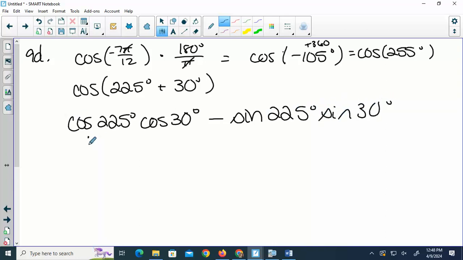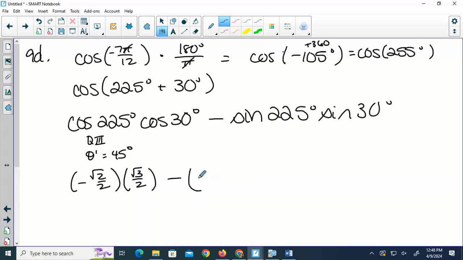What quadrant is 225? Reference angle 45. In quadrant 3, cosine is negative, so cosine of 45 is negative radical 2 over 2. Cosine of 30 is radical 3 over 2. Minus, in quadrant 3, sine is negative, sine of 45 is negative radical 2 over 2. Sine of 30 is 1/2. If you multiply these, negative radical 2 times radical 3 is negative radical 6 over 4, minus negative, so plus radical 2 over 4.